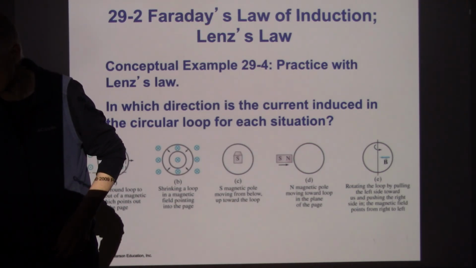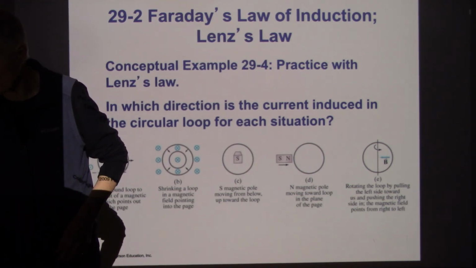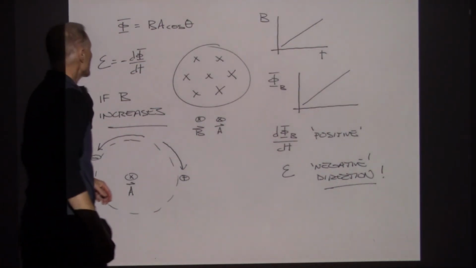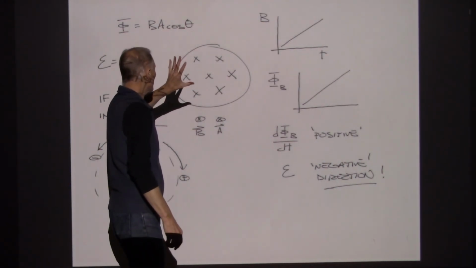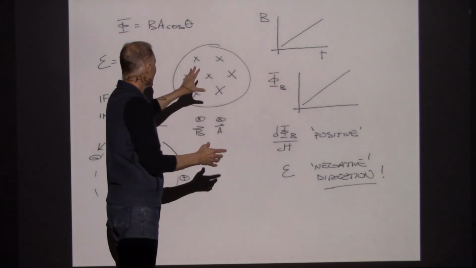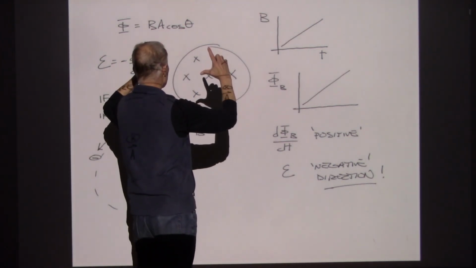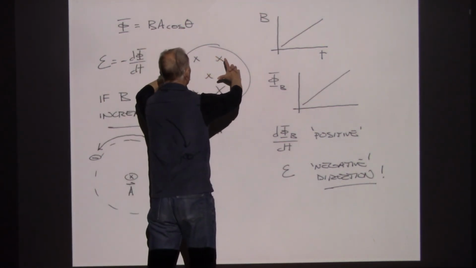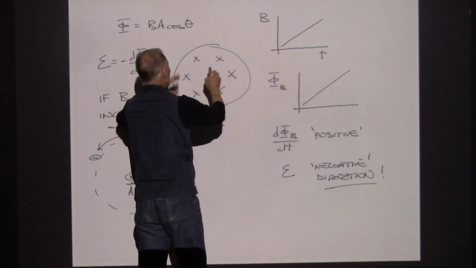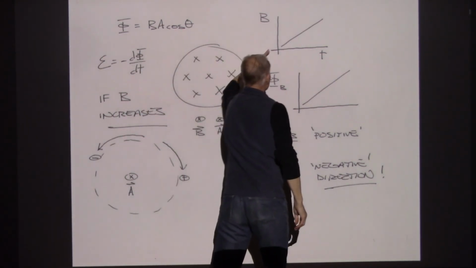This is kind of example C, where we have some loops moving in the region where there's an existing magnetic field, and we're moving into a region where the magnetic field is getting stronger. So there's been a bar magnet set up. We're taking a loop and we're moving that loop over the bar magnet. Now as we get closer, the magnetic field is getting larger.